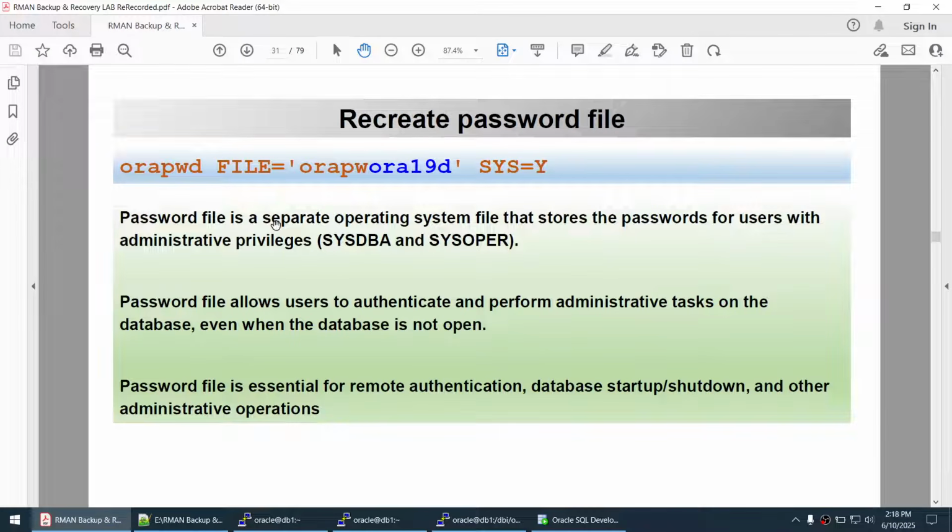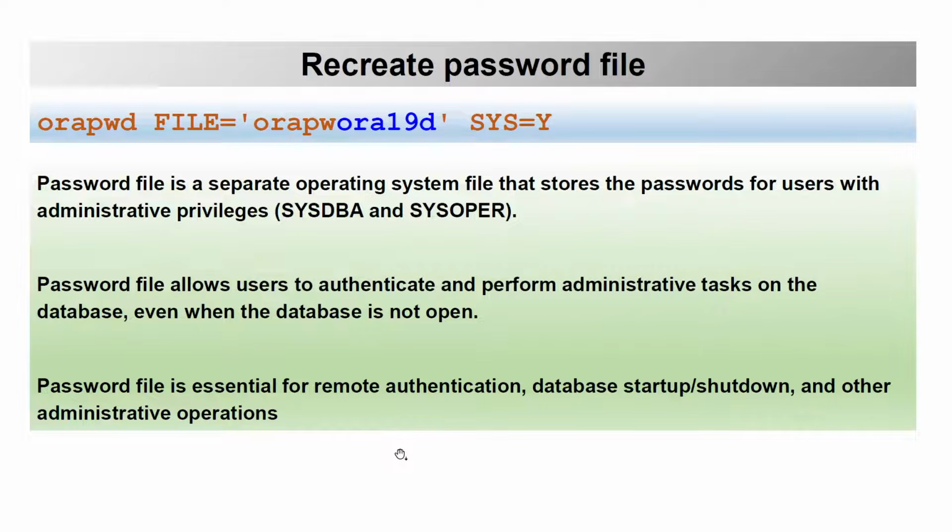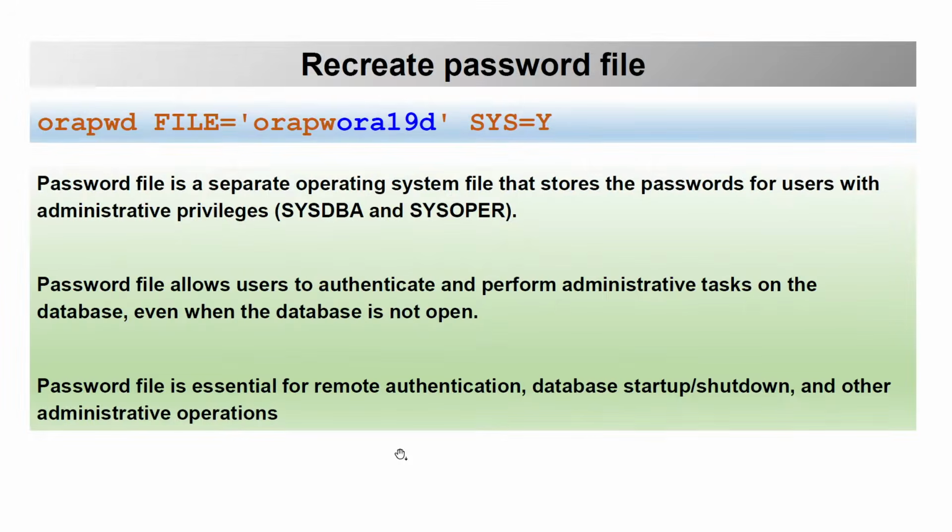Now, if the password file is lost, you can just recreate that particular password file. To recreate it, you have to use the orapwd utility. So orapwd file= the name of your password file, orapw followed by the name of your database or SID, sys=y. It will prompt for the sys password. When you enter this, it will prompt for the sys password.